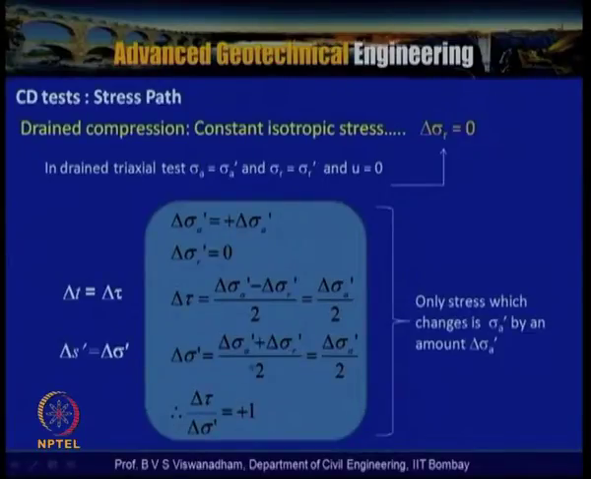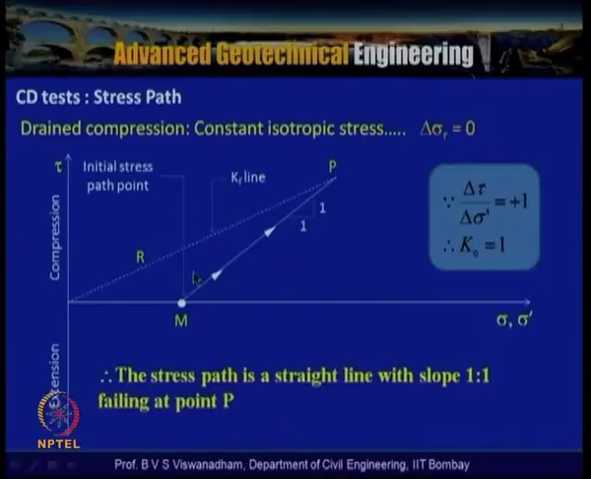So that is because of the deliberation we have discussed in this slide. The slope of this line is 1, one vertical to one horizontal, and this is the Kf line. So if you look into this, the stress path is a straight line with slope 1:1, that is, 45 degrees, failing at point P. The slope meets the Kf line at point P. So MP is the stress path, a straight line with slope 1:1 failing at point P.